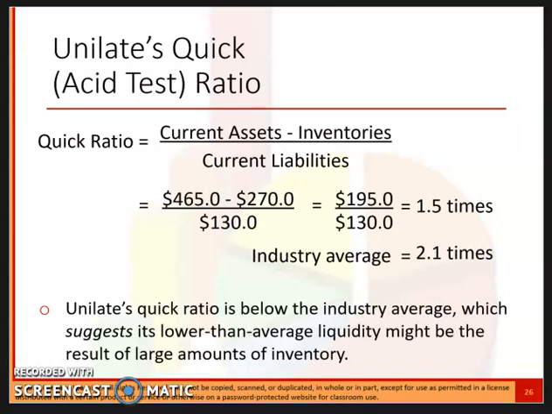It depends on what they can be. Inventory can be what's called stale. Stale inventory is inventory that's going to be hard to sell and may not be worth what it says it's worth. We recall that inventory also went up between 2015 and 2016. So Unilate's quick ratio is below the industry average. Another sign that Unilate has below average liquidity, lower than its peers. All right. We'll continue with the next lecture.